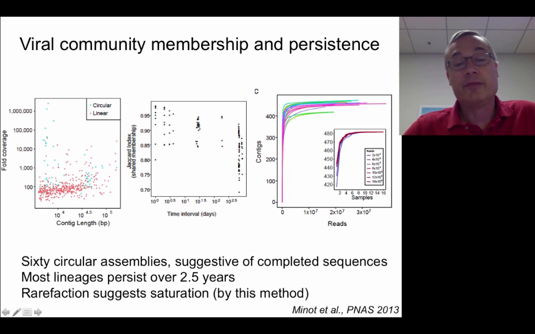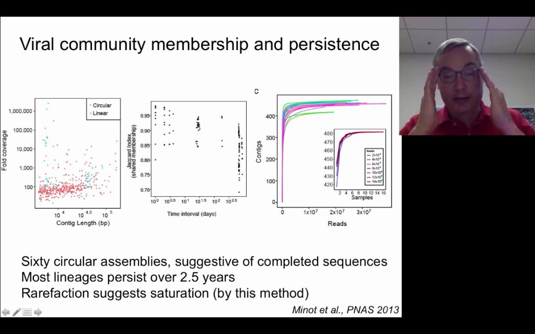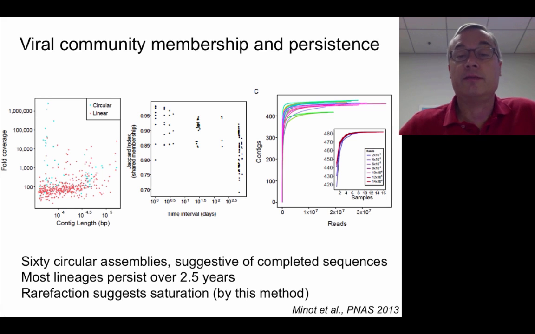We asked how the community membership changed over time. Here are longer and longer time intervals between sampling points, and here's the Jaccard index, which indicates shared membership. What we find is that at our longest time points, something like 80% of the community members are the same. So that indicates that mostly the viruses were hanging around, although our measurements indicate they were changing in abundance, but by presence/absence, 80% are still there.